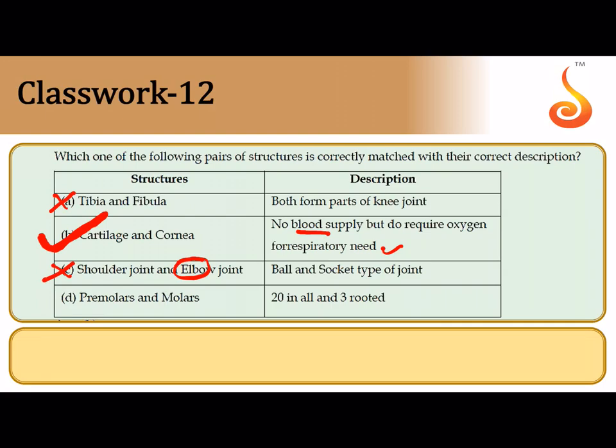Premolars and molars are 20 in all and 3 rooted, they're saying. If you count all the premolars and molars, not all of them are 3 rooted. If you take the molars of your mandible, they are 2 rooted. Only the first premolar of your upper jaw is 3 rooted, so this is also not correct. So the only correct answer is cartilage and cornea, no blood supply, but they do require oxygen for respiratory need.